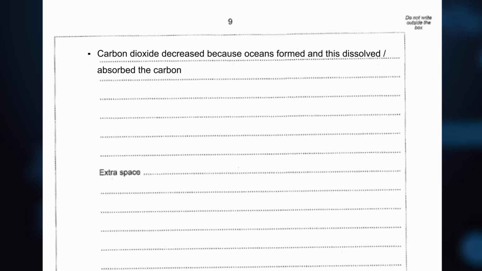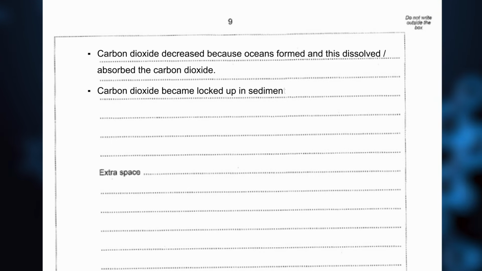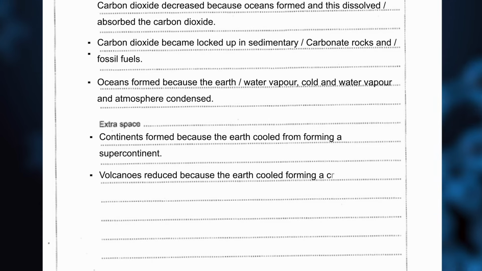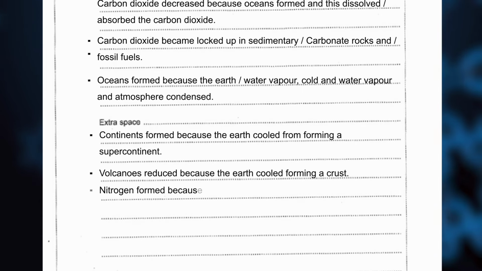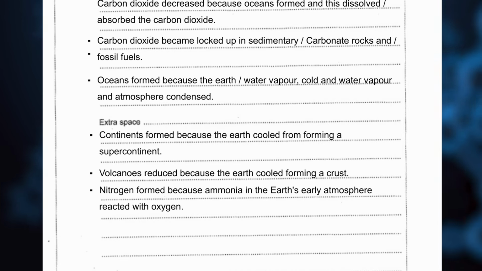You could have also added that carbon dioxide became locked up in sedimentary or carbonate rocks and or fossil fuels. Another change that you could have put down was that oceans formed because the earth or water vapor cooled and water vapor in the atmosphere condensed. Another one could be that continents formed because the earth cooled from forming a supercontinent. Another one would be that volcanoes reduced because the earth cooled, forming a crust. And the final possible point would be that nitrogen formed because ammonia in the Earth's early atmosphere reacted with oxygen.